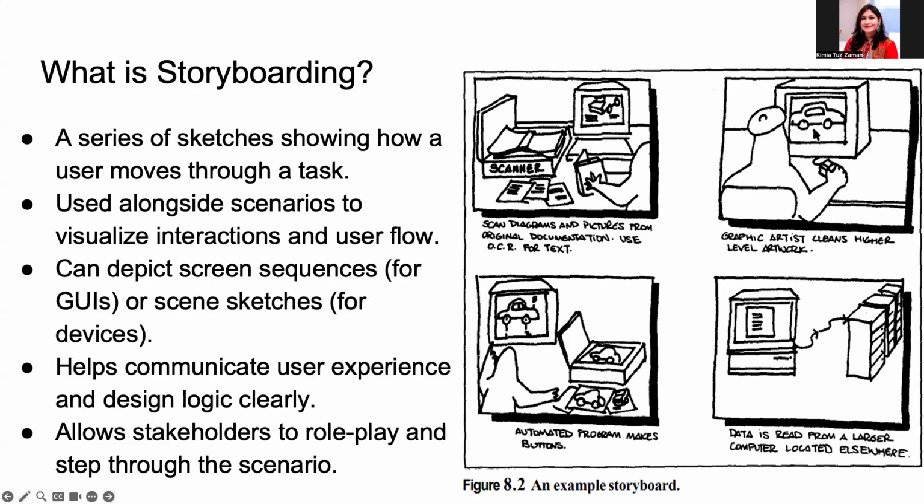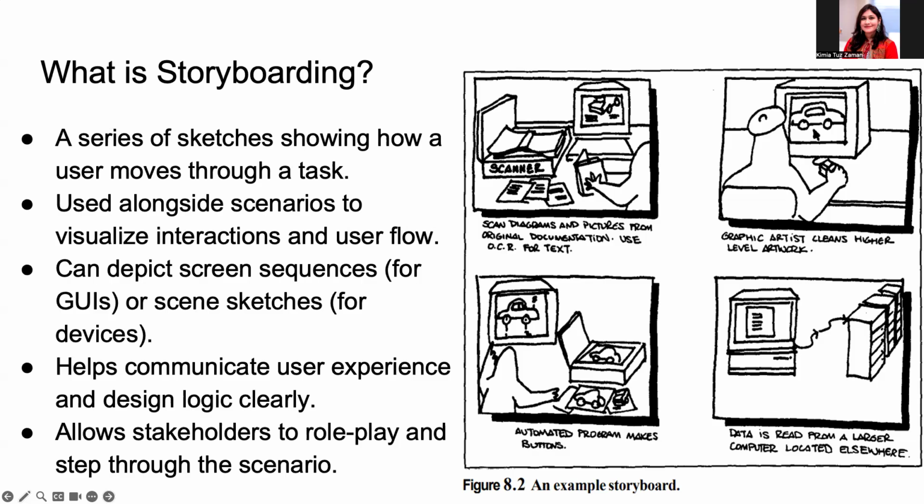Now, let's take a look at the example of storyboarding. It's a visual technique that helps us map how users interact with the system step by step. Storyboarding, as you can see on the slide here, uses a series of sketches to represent different stages in a user's journey. Each frame captures a specific interaction, just like scenes in a movie. So this approach makes abstract ideas tangible and helps teams visualize how a product will actually be used.